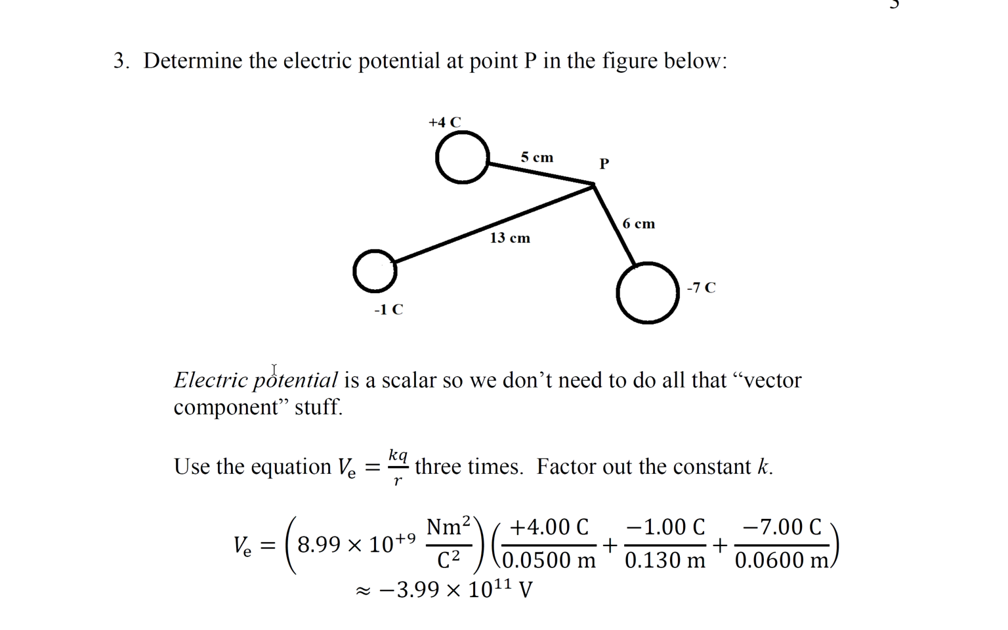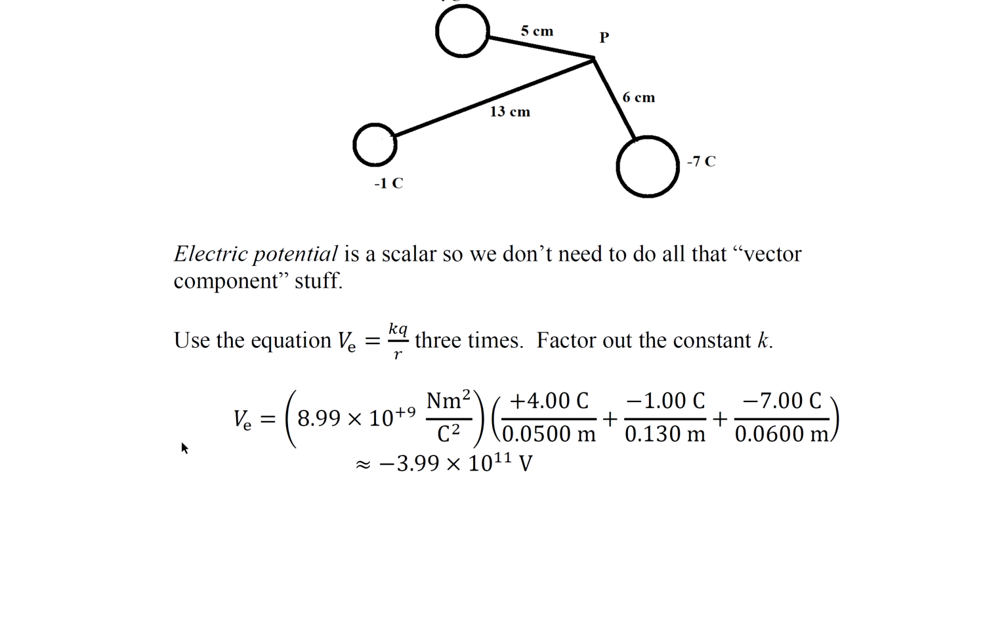Question 3. Determine the electric potential at point P in the figure below. So we have 3 charges and 3 distances from point P. Electric potential is a scalar, so we don't need to do all that vector component stuff. We're going to use the equation V sub E equals kq over R 3 times. Let's factor out the constant k. So that's what we did, and there's our solution.